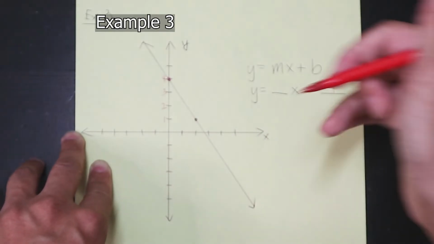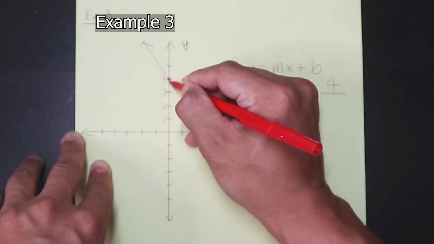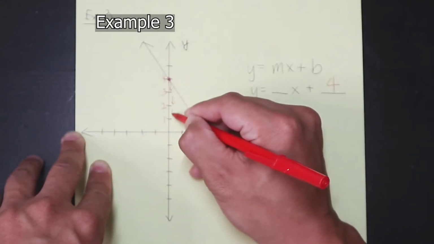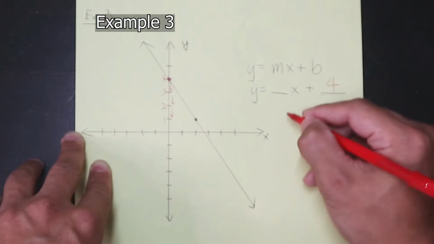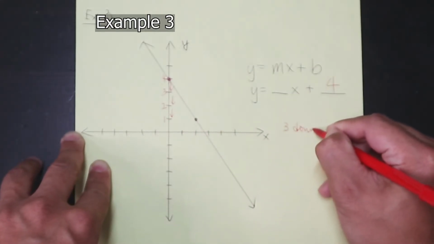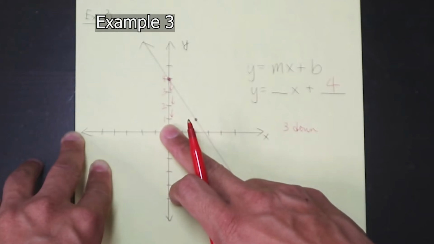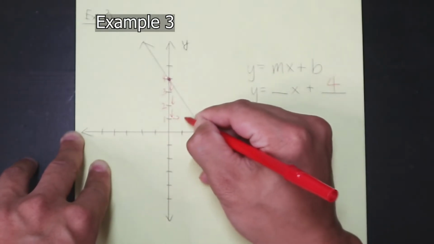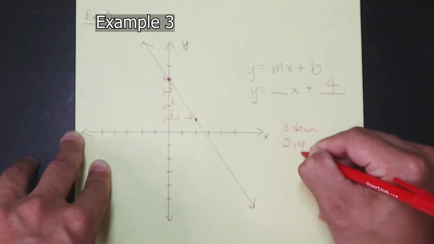So you literally count. I'm going to count 1, 2, 3. So I know that I went 3 down, and then from here, how many times do I have to move to the right? Let's count. 1, 2. So it's 2 to the right.